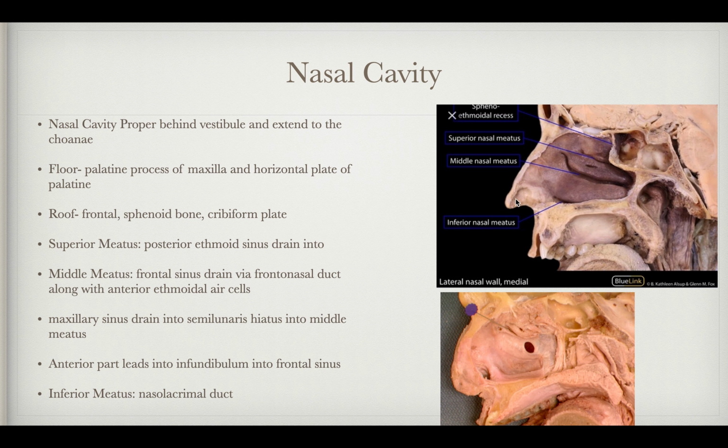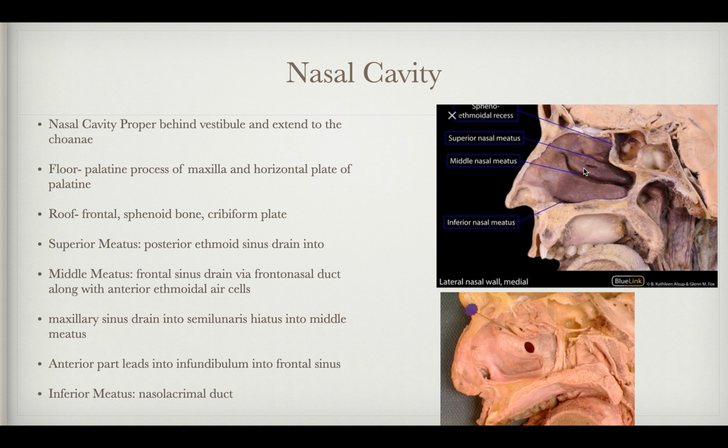all the way to the cone, and the floor is going to be the palatine process of the maxilla and the horizontal plate of the palatine. The roof is going to be part of the frontal bone, the sphenoid bone, and then the cribriform plate, which is embedded in the sphenoid. And the meatuses are going to be these foldings. And the superior meatus is where the posterior ethmoid sinus drains into. And the middle meatus is where most of the sinuses drain into.